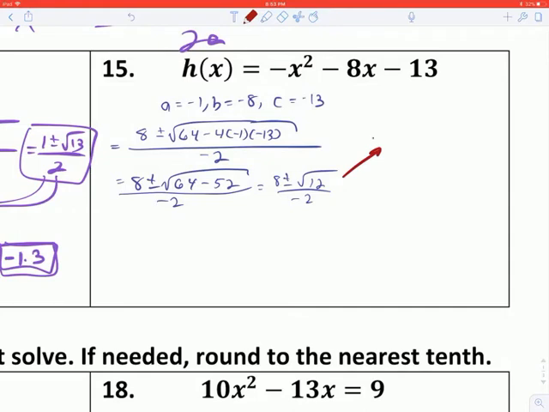Let me also make a little bit more room. Okay, my positive version and my negative version. 8 plus the square root of 12 divided by negative 2 is approximately negative 5.7, and this one here, well, let's see, 8 minus the square root of 12 divided by negative 2, and I get approximately negative 2.3.